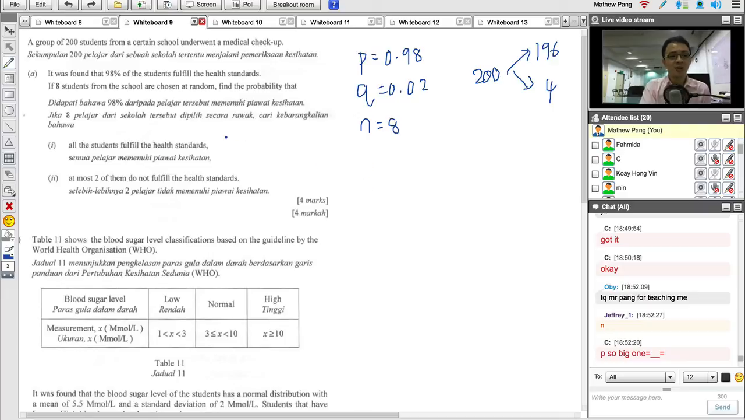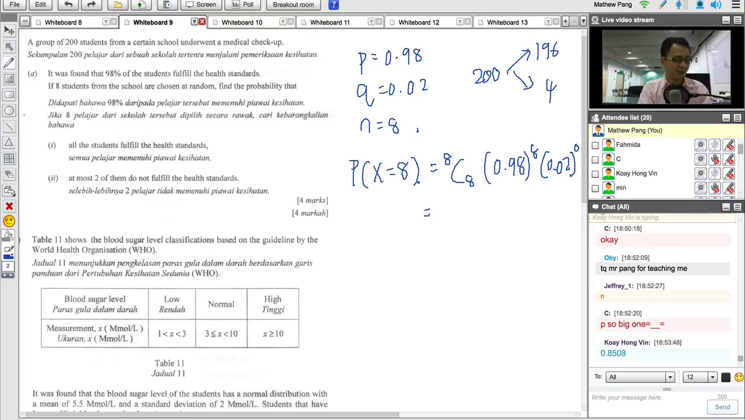Alright, so all the students fulfill the health standard. So in case 1, X equals R, and R is just 8. So it'll be 8C8, and then 0.98 to the power of 8, and 0.02 to the power of 0. Then find the probability. So 0.98 to the power of 8, because all are 1, only this one. So I got 0.8508. Yeah, I think this is the probability they are looking for.